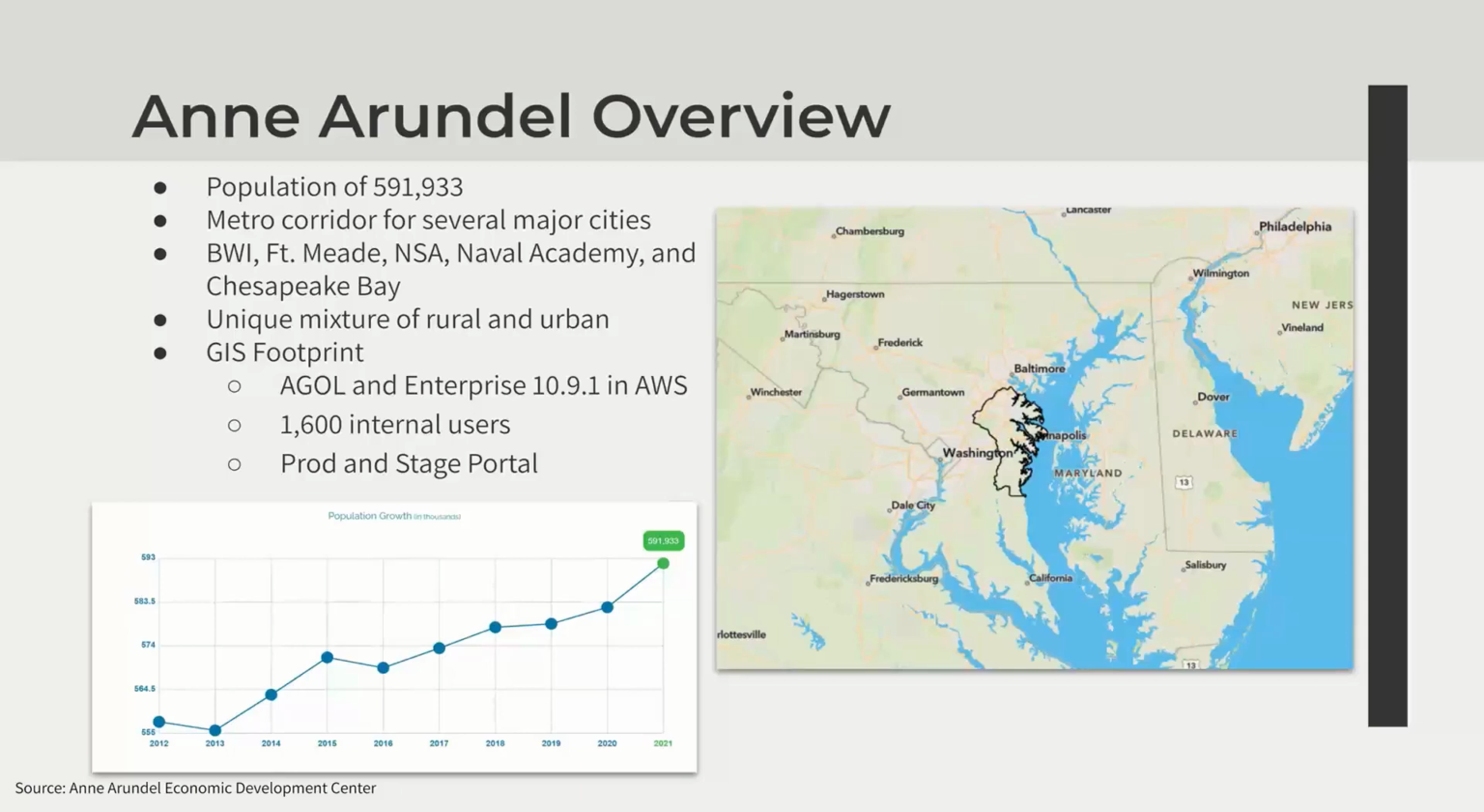And as far as our GIS footprint goes, we are on ArcGIS Online. We have an enterprise set up in 10.9.1 in Amazon Web Services. We have about 1,600 internal users, and those internal users are in both a production portal and a stage portal. We have two Esri portals set up.